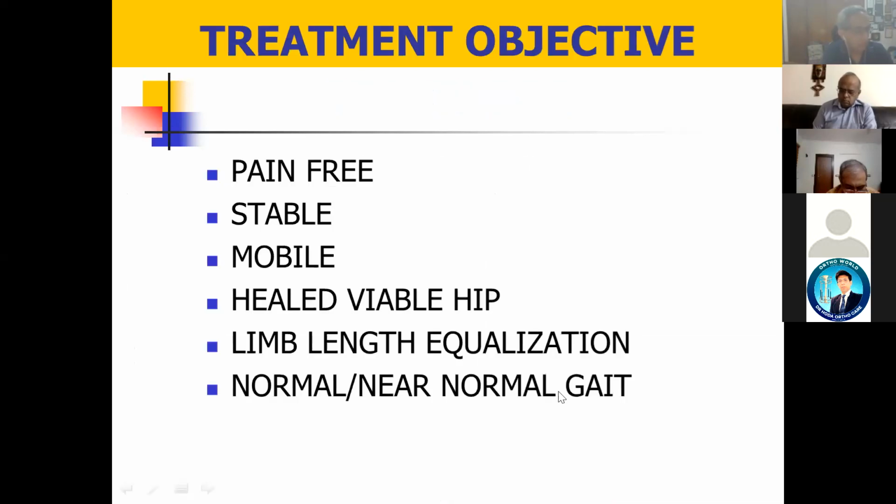The objective is to achieve a pain-free, stable, mobile hip that heals with a vascular head, limb length equalization, and the patient should have normal or near normal gait. That's the objective, and that's very important. And that is what you should aim for.